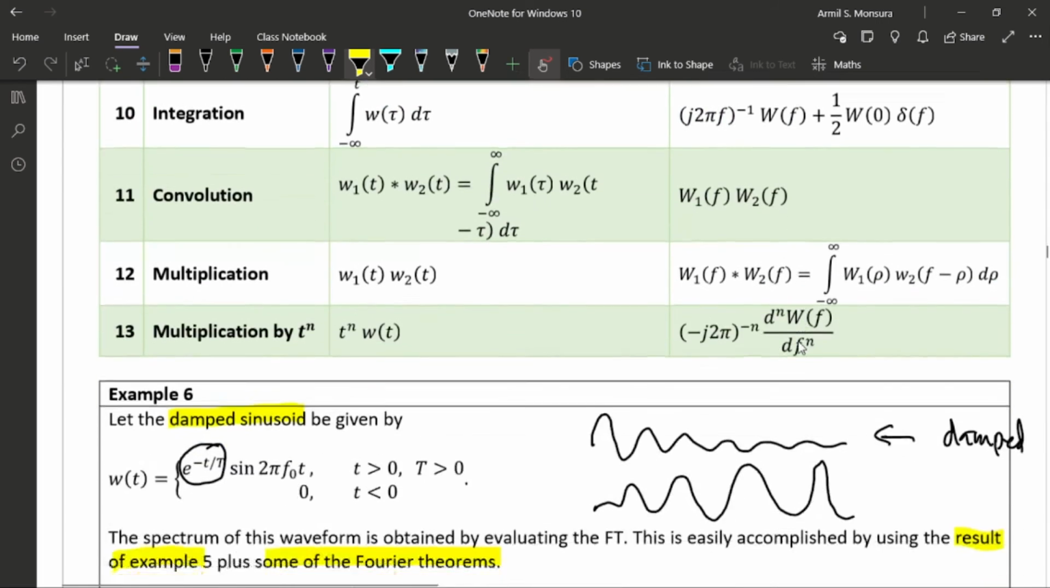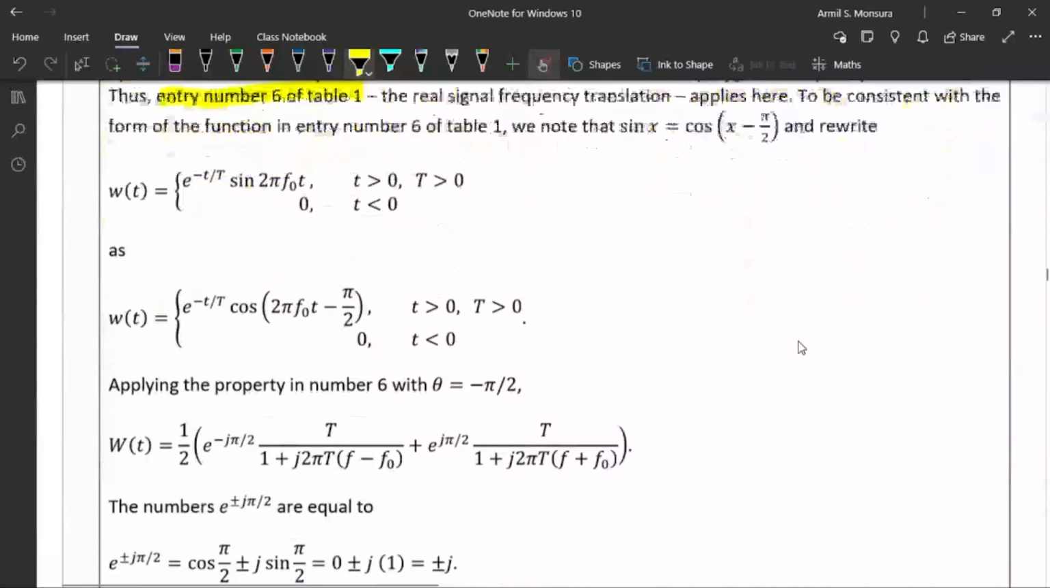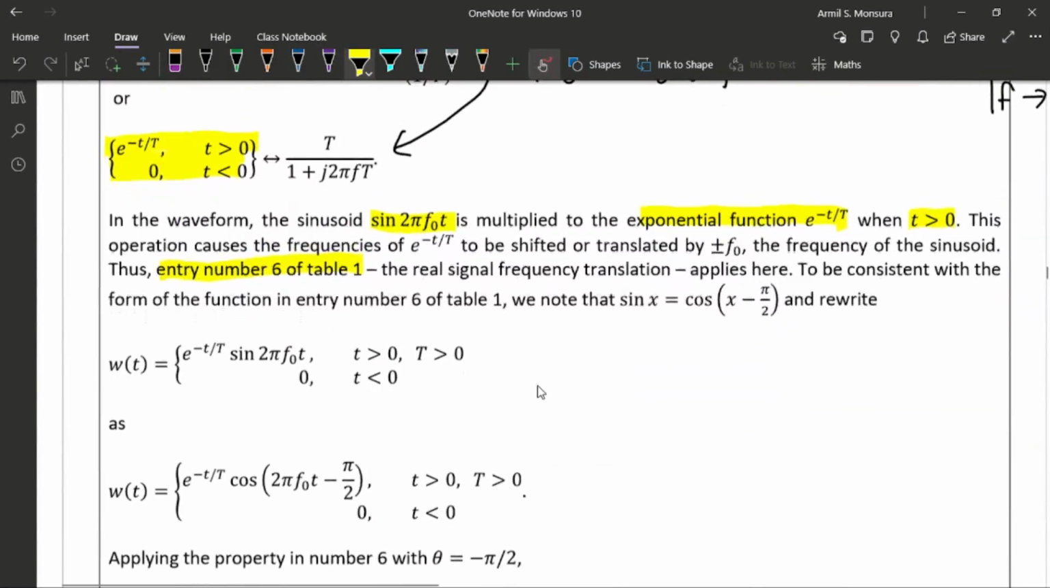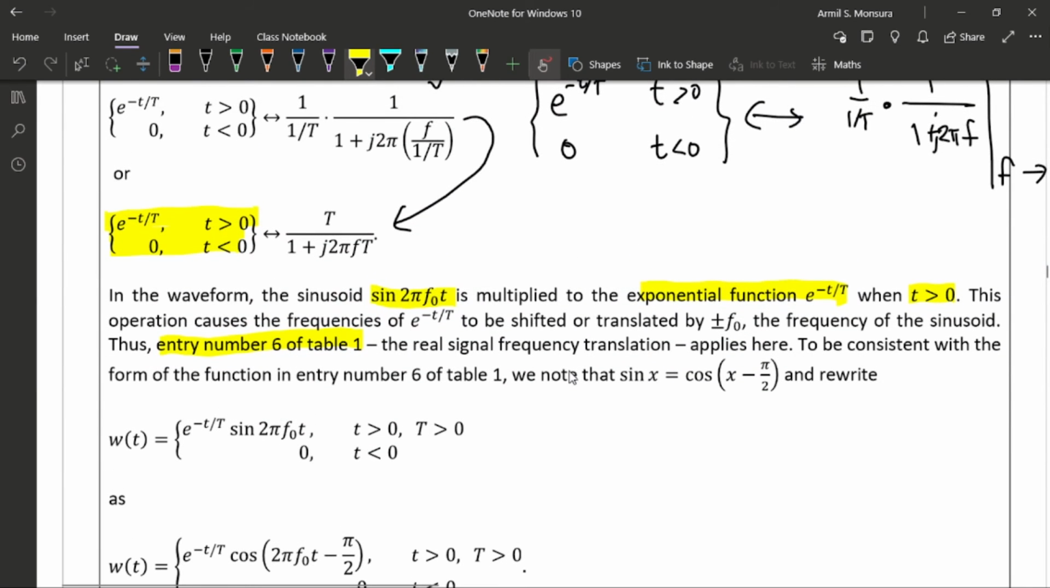So here, the frequencies of e raised to negative t over T are to be translated by plus or minus f0. f0 is the frequency of the sinusoid being multiplied to it.